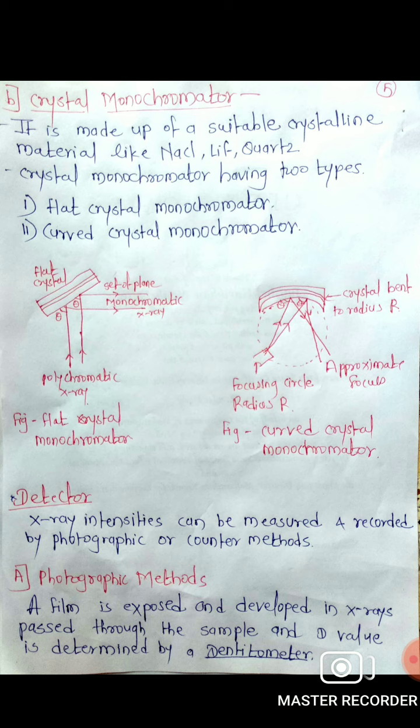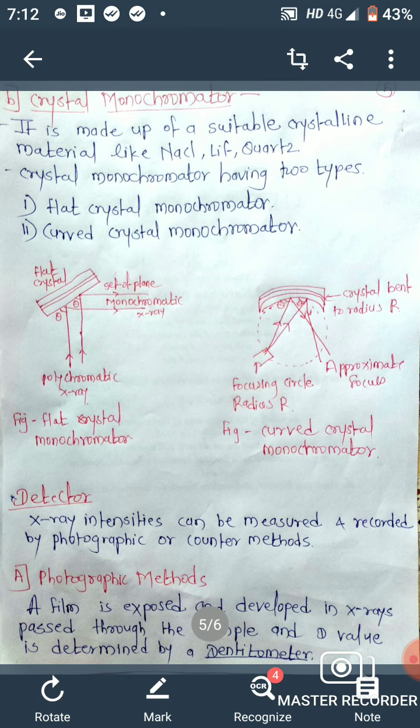For both crystals, when we pass polychromatic X-rays through the flat crystal monochromator, we get monochromatic X-rays. And here, the same polychromatic X-rays, when we pass through the monochromator, we get monochromatic X-rays. The working is the same; the only difference is that one is a flat crystal and the other crystal is bent.